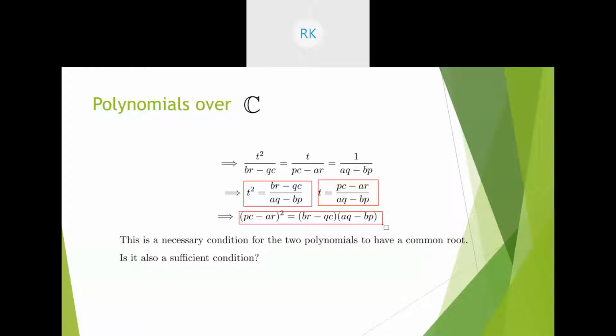So this is the condition for the two equations to hold simultaneously. This is precisely the condition for the two quadratic equations to have a common root. So we call this kind of a condition a necessary condition. Necessary means if that has to be true, then this has to be true. But my question to you now is, is it also a sufficient condition? That is, if this is true, then does it follow that those two equations have a common root?